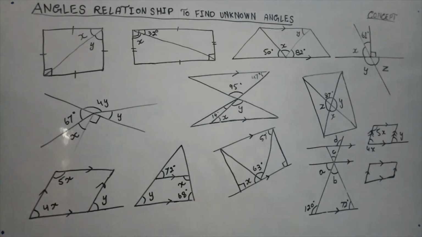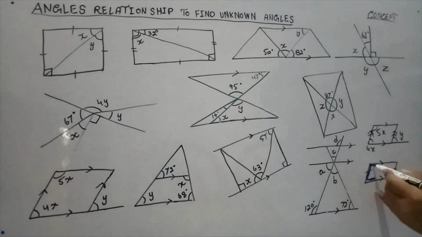So co-interior angle, what is the theorem? Here you can see that we have a C shape between these two parallel sides. So what does the theorem say? It says that the sum of this angle and this angle will be equal to 180 degrees.